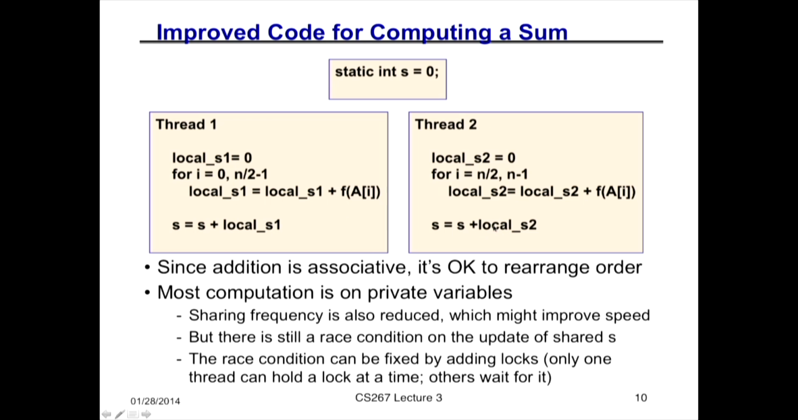So is this better than the code I had before? I now only have one chance for a race. I used to have n chances for a race. So maybe it's less likely I'll get the wrong answer, but there's still a race condition here. I still could have that same problem. So what do I have to do? I need a new feature in the language, and it's there.